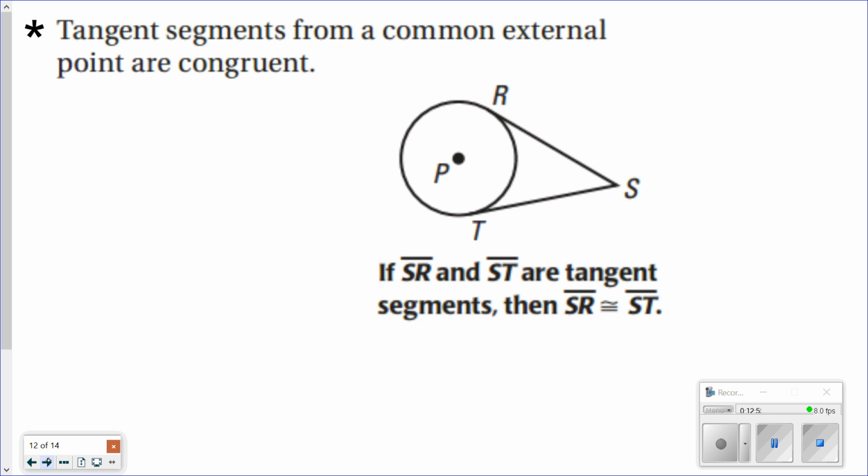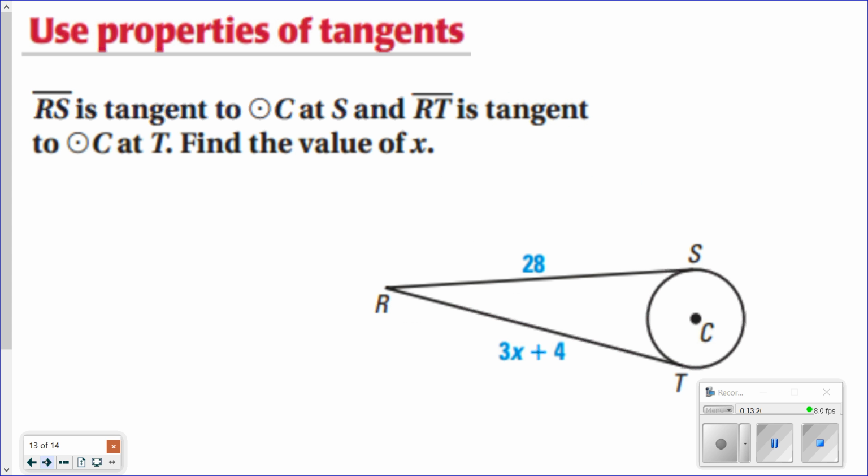A tangent segment from a common external, that means outside, point are congruent. So what that means is that if we have a tangent from R to S and a tangent from T to S, that means that these two segments are congruent. Now, how I always remember this is that this looks like an ice cream cone. This part here is the cone. This circle would be the ice cream. So anytime you have an ice cream cone problem, we know right away that I'm going to set those two sides of the cone equal to each other.